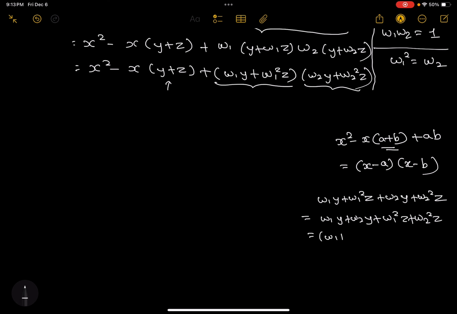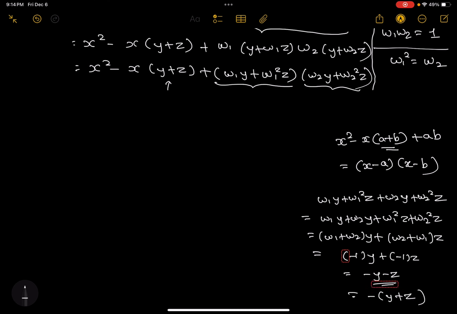Now this is omega 1 plus omega 2 y. Now this is just omega 2 plus, the second one is just omega 1 z. Now we know that the sum is just negative 1. So negative 1 y plus negative 1 z. So this is negative y negative z. Right? It is exactly what we have over here: negative times y plus z. So it's the same thing, right? Negative times y plus z.